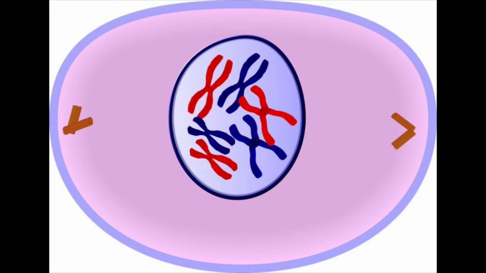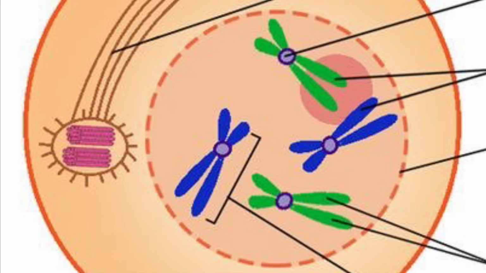We know most nuclei contain many chromosomes, but here we just show a cell containing only 4 chromosomes for convenience, and different colors are used to show whether the chromosomes are from the female or male parent.